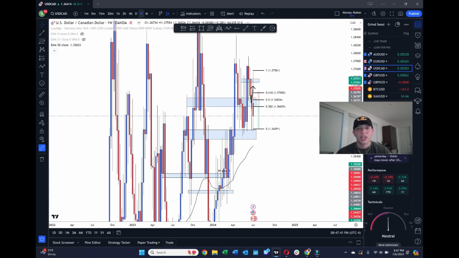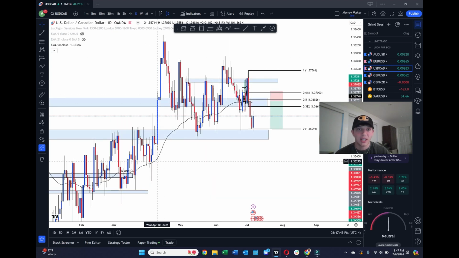The only thing I don't really like about this pair is how much consolidation we've been in for the past 2-3 months here. It's kind of annoying. The consolidation makes it a little annoying, we're not breaking really strong structure here. But yeah, it does line up pretty well.